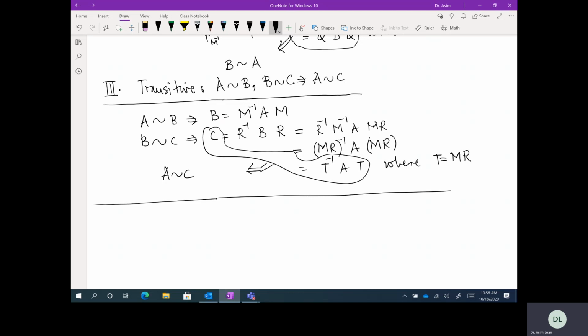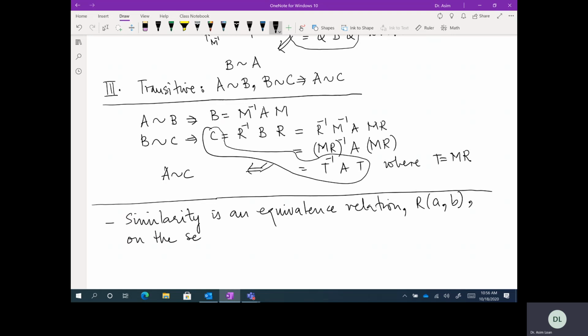And similarity is an equivalence relation. Equivalence relation R(A, B) on the set of all n by n matrices over any field.